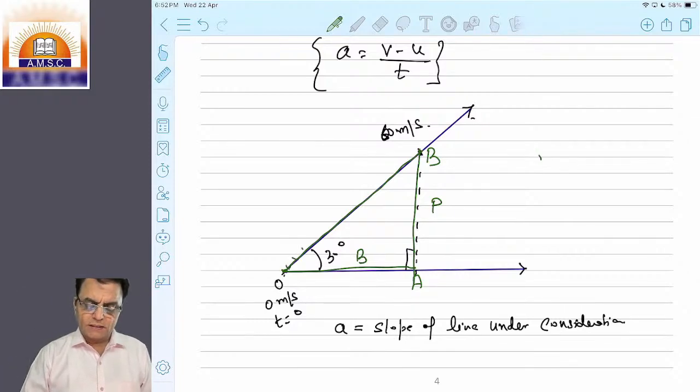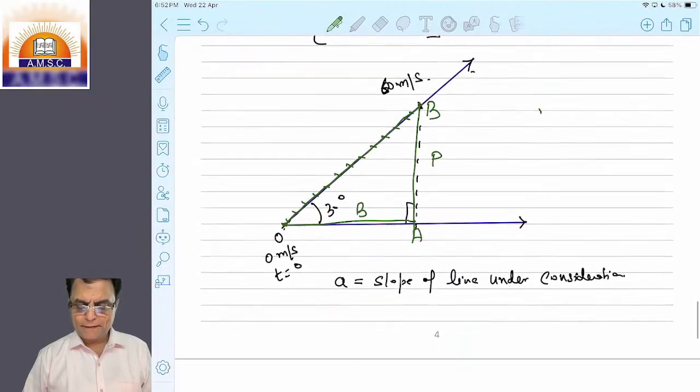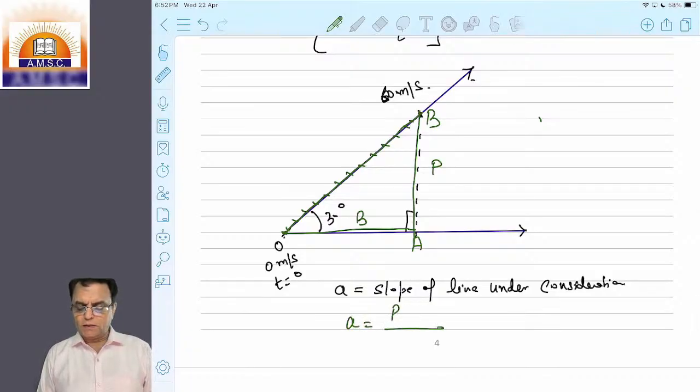यानी कि I have taken this part of the main graph. Actually graph कहाँ तक extend हो रहा है? It goes to 100. But I have taken from 0 to 60 only, right? The slope of the line under consideration is always equal to the ratio of perpendicular to the base. Ratio of the perpendicular to the base.